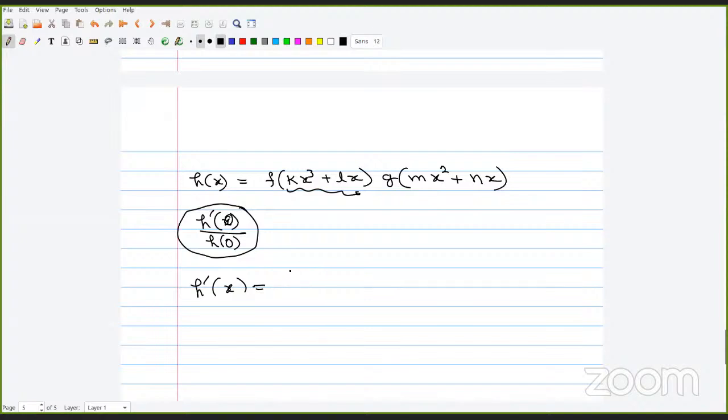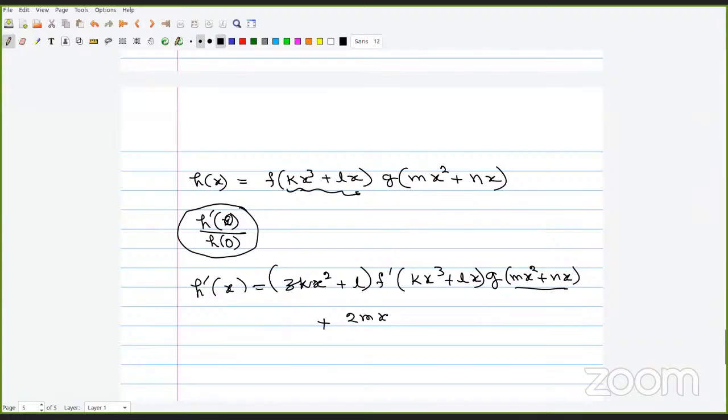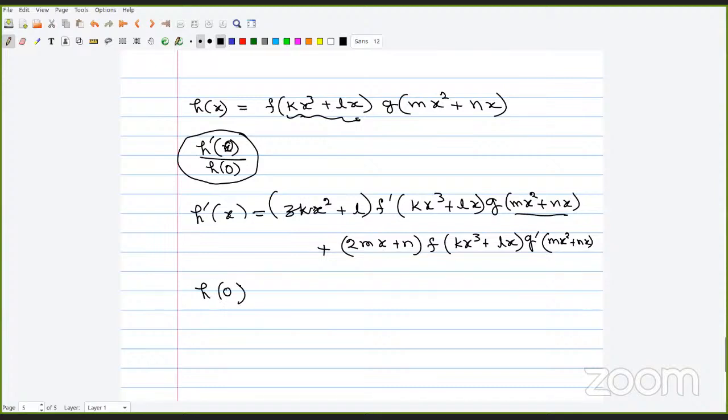Okay, so we have to differentiate this also. So this is 3kx square plus L, right? Yes, sir. Into f dash of kx cube plus Lx into g. This is the first term. Then the second term, you take as it is and differentiate: 2mx plus n, f of kx cube plus Lx into g dash of mx square plus nx, right? Yes, sir. So what is h dash of 0? Putting 0, it is L f dash 0 g 0 plus n times f 0 g dash 0, right?